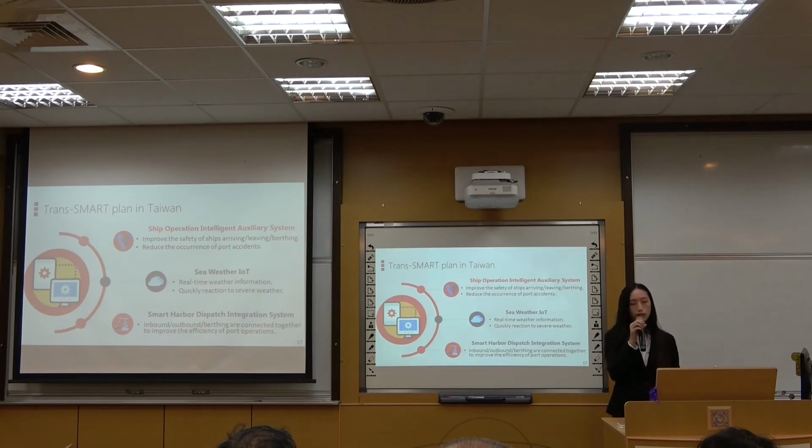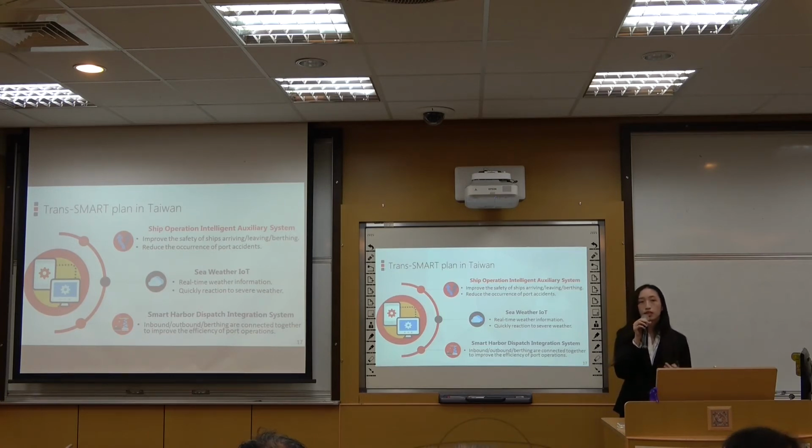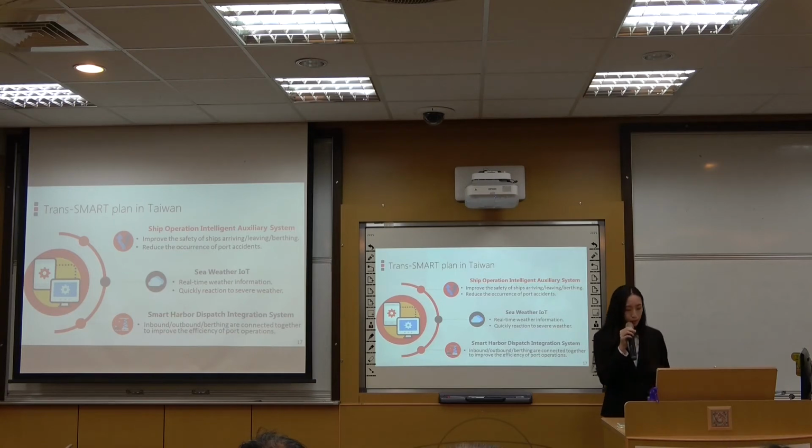The third one is Smart Harbor Dispatch Integration System. And the principle of this integration system is quite easy to understand. For example, if there is a parking lot and you are the owner of this parking lot, what's the better way when it comes to earning more money? You hope that if there is a car goes out, there must be a car comes in. So the parking lot is almost 100% used. That means efficiency and more money.